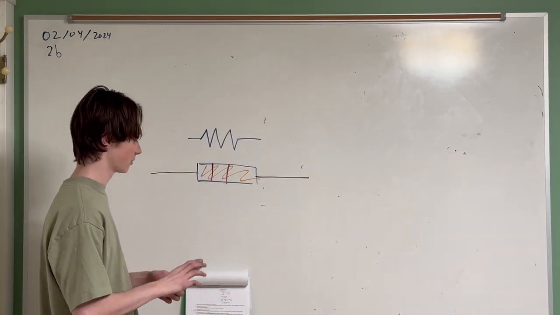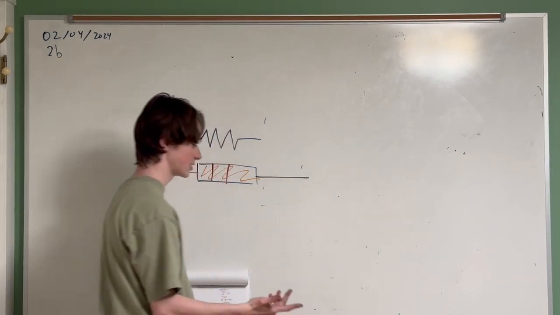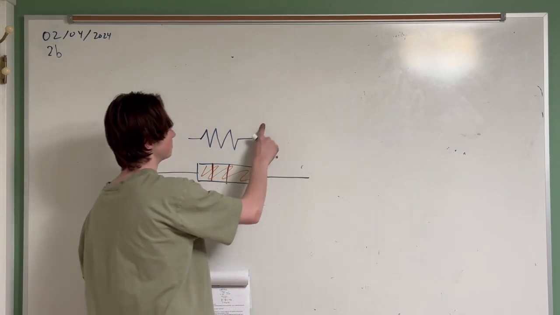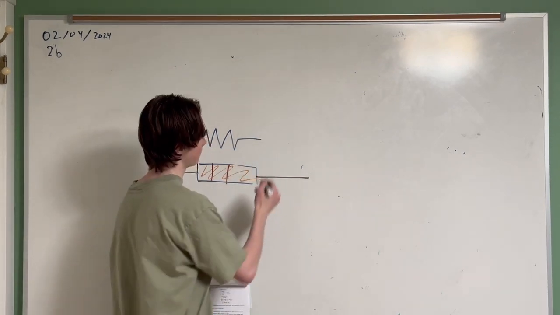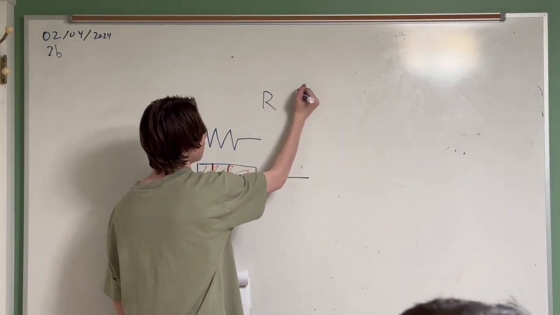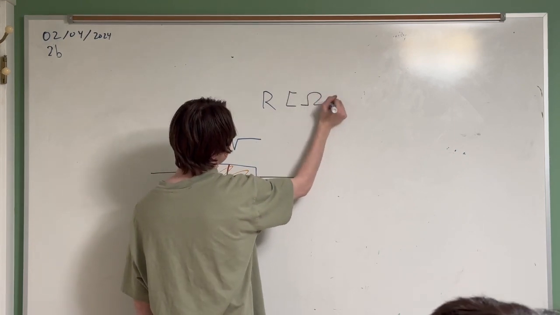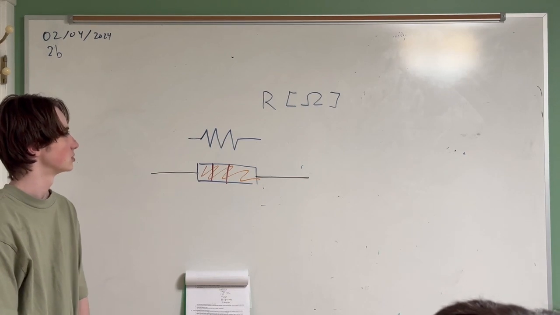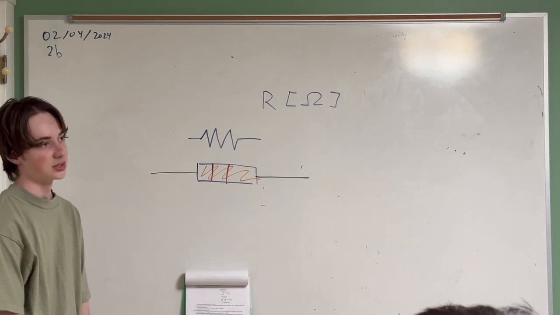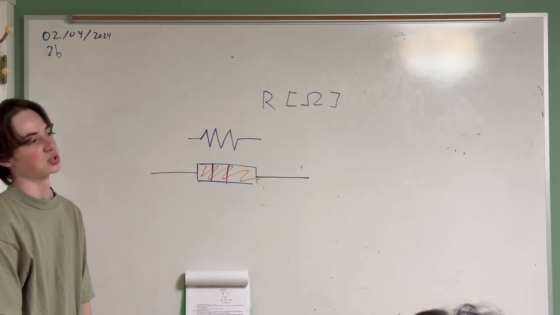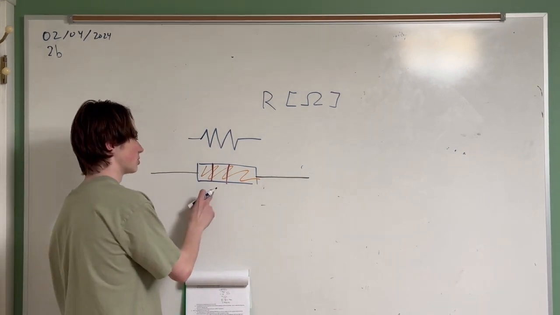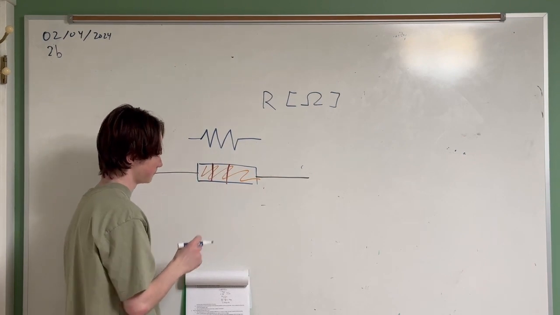So the resistor has a certain amount of resistance, and that resistance is measured in ohms. Ohms is kind of its own unit. You don't really need to know exactly what the units of ohms are. It does have a unit value, but that's just to work with Ohm's law. But yeah, this is what a resistor looks like. This is how it's drawn on paper.